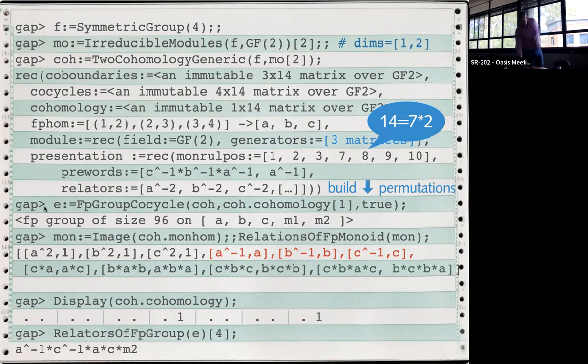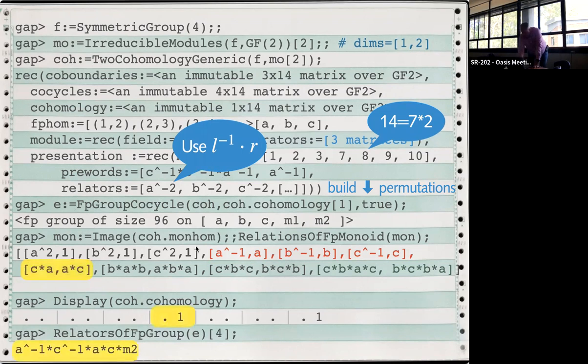Let's build such an extension, this last argument true here. So I take this cohomology record, I take a vector from the cohomology to build an extension. The true just says build permutations. What it does is we take these, here we have relators, they come from the left-right rules just by writing left inverse times right. Okay, so let's look at these monoid rules.